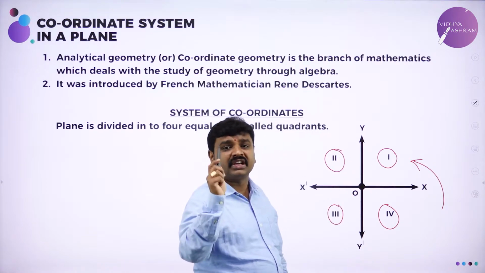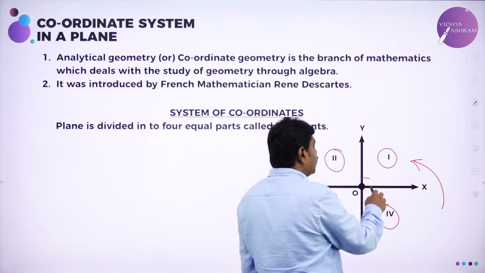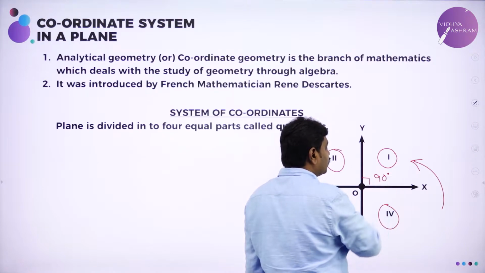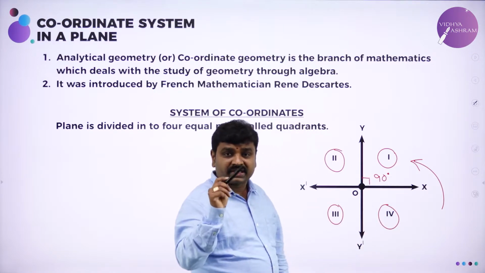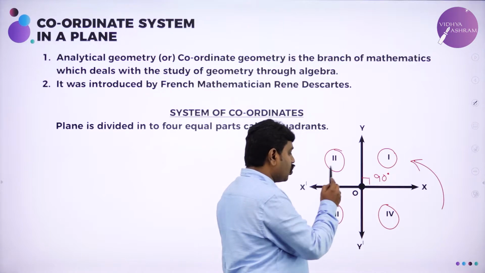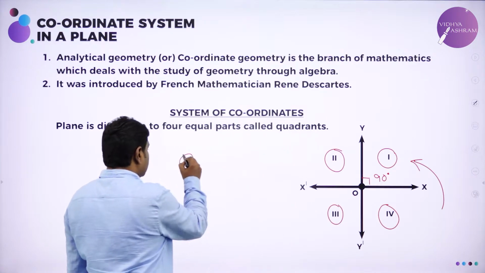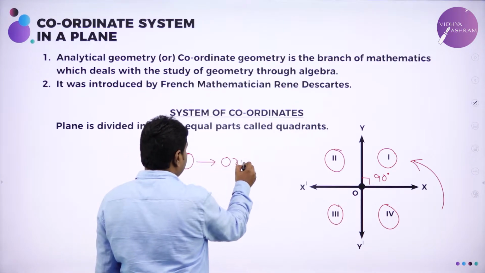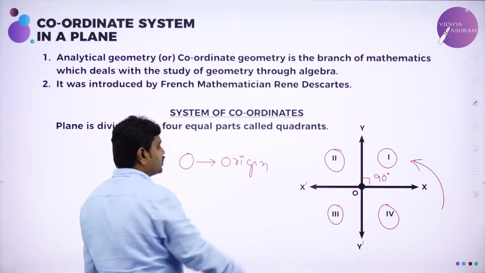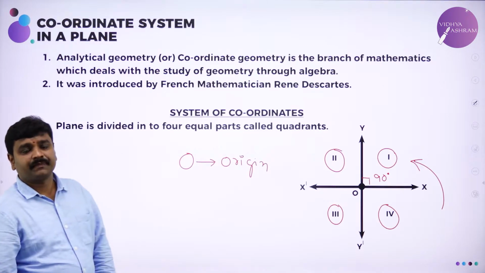What is the angle between X axis and Y axis? They are perpendicular. This is 90. This is also one of the basics. And X axis and Y axis intersect at a point, we call it O. O is called the origin. What is O called? Origin. Origin is the point of intersection of X axis and Y axis.